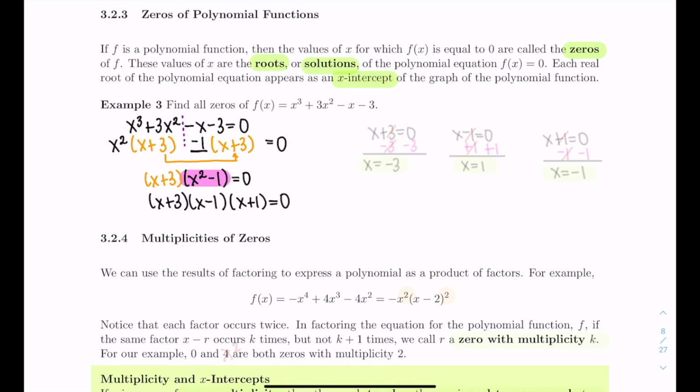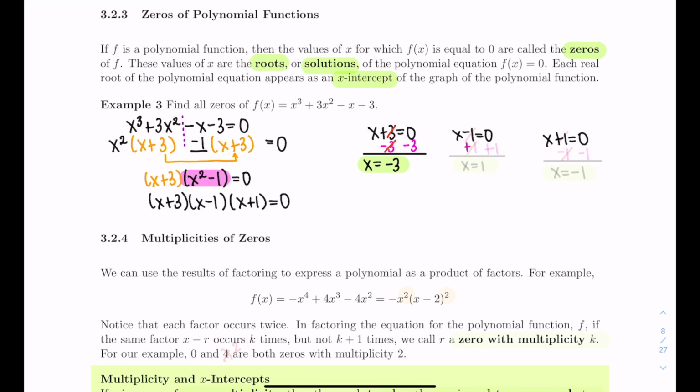And so what we want to do is set each piece equal to 0, and then we're going to solve. So we're going to subtract 3 on the first one. And we get x equals negative 3. That's going to be one of our zeros, or our root, or solution.